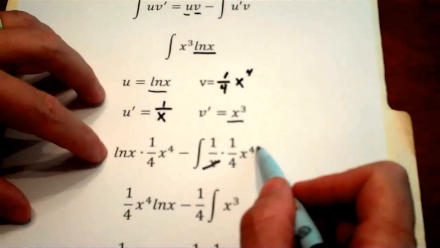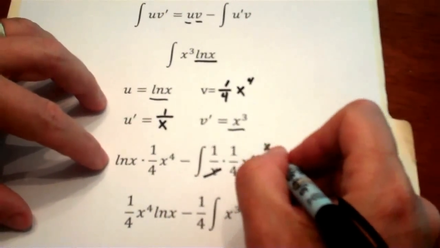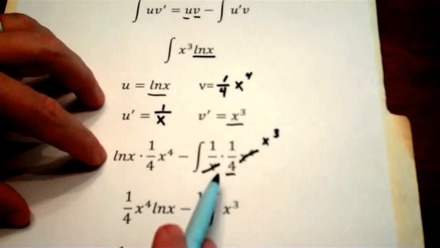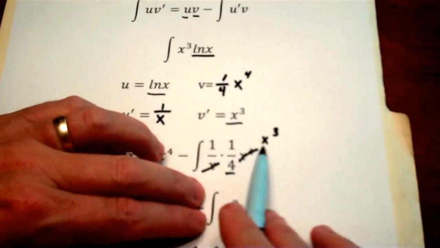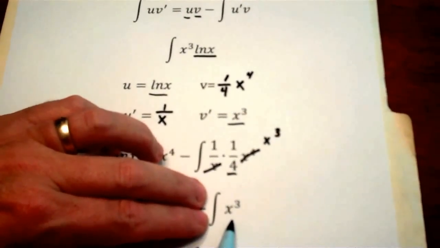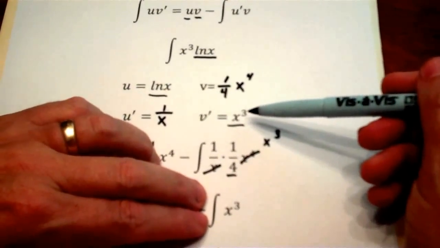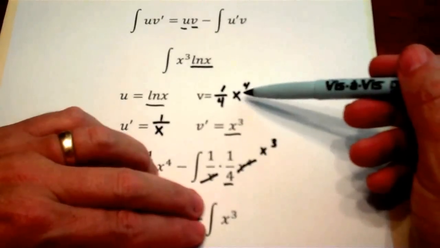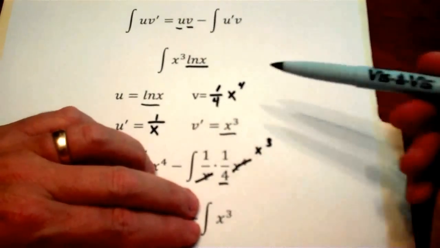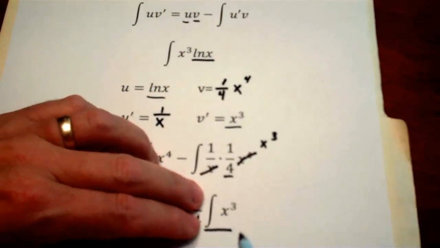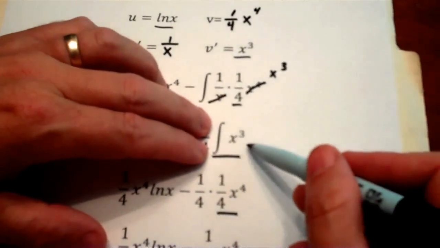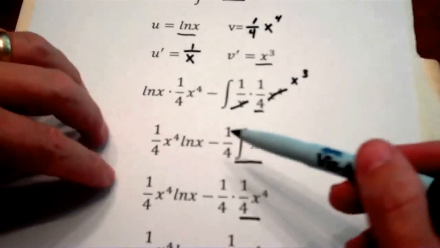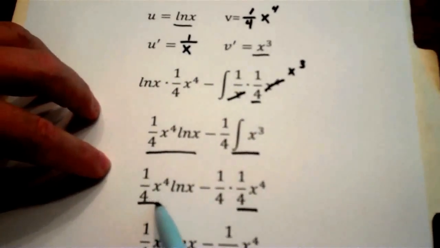My x cancels with my x to the fourth and merely leaves me with an x to the third. I'm also going to go ahead and take that 1/4 and set it aside, so that I merely really have to take the integral of my x cubed. Luckily for you, once again, we just did that up above 30 seconds ago. The integral of x cubed is 1/4 x to the fourth. I'll merely substitute that 1/4 x to the fourth in for my integral. I'll bring down the 1/4, and of course I'll copy down the v portion that I had before.